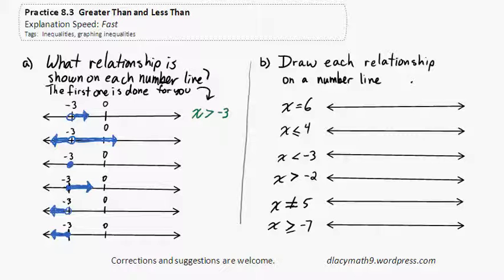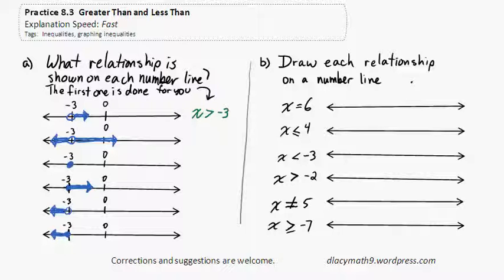And then in B, draw each relationship on a number line. So you got a number line, take the x equals 6, and put in a 0, a 6, and draw in this relationship. Take a moment to do that while the video is paused. Okay, I'm back. Hey, what's the relationship?